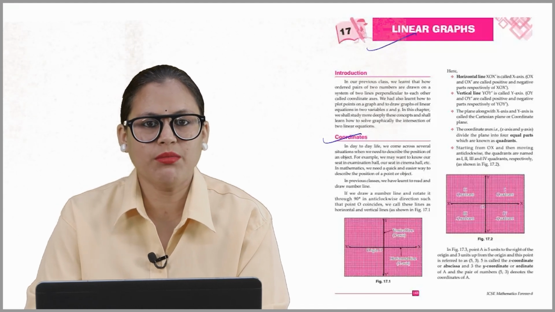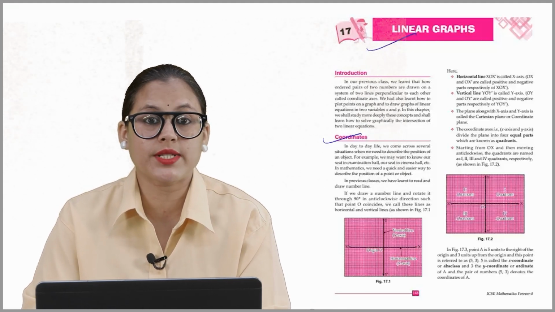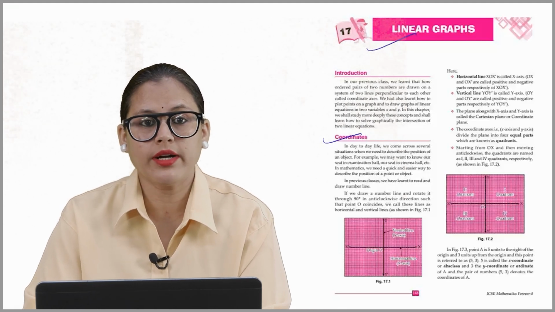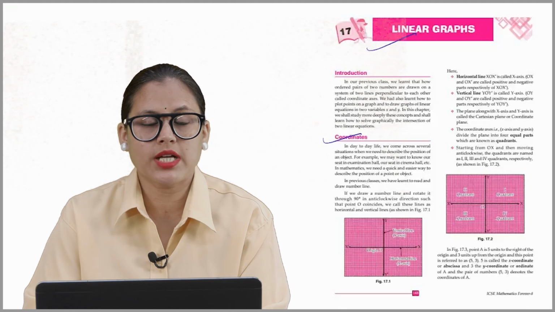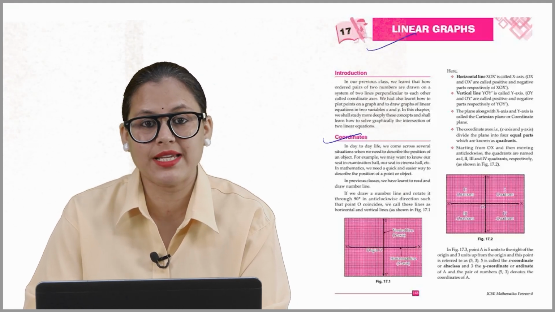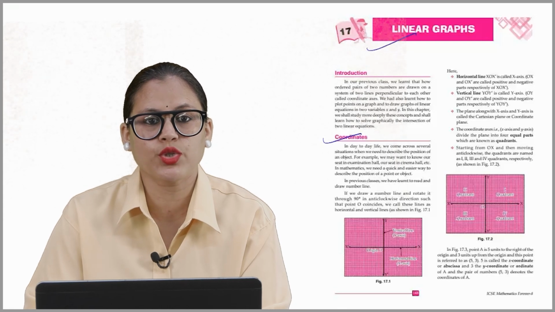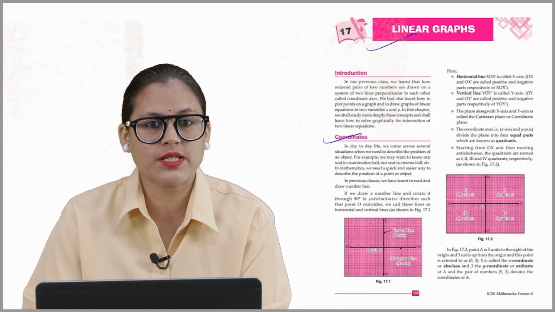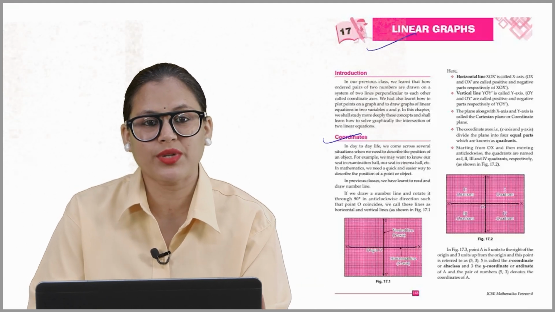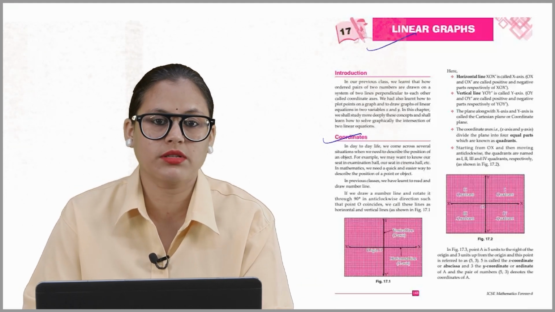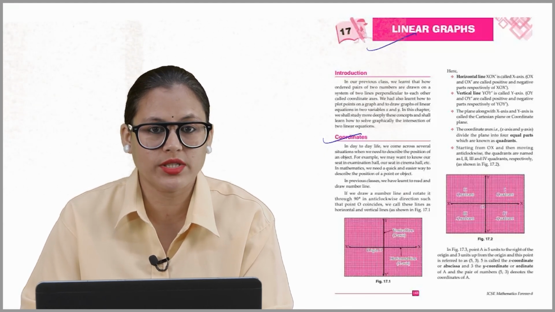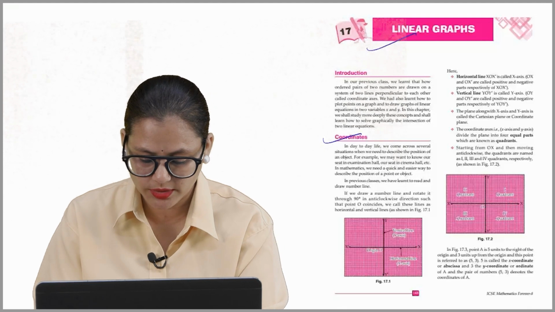In day-to-day life, we come across several situations when we need to describe the position of an object. For example, we may want to know our seat in the examination hall, our seat in the cinema hall, etc. In mathematics, we need a quick and easier way to describe the position of a point or object. In previous classes, we have learned to read and draw a number line. If we draw a number line and rotate it 90 degrees in anti-clockwise direction such that point O coincides, we call these lines horizontal and vertical lines as shown here.